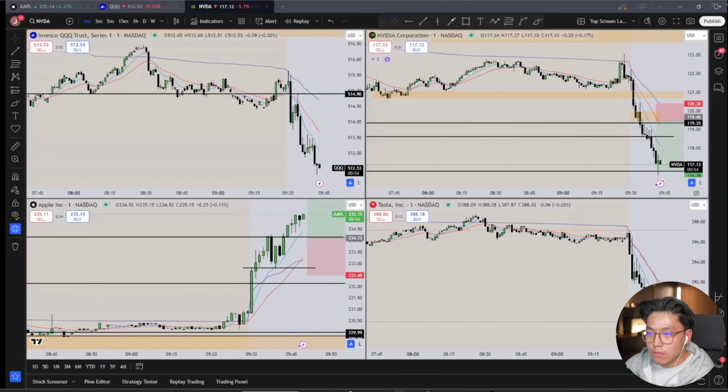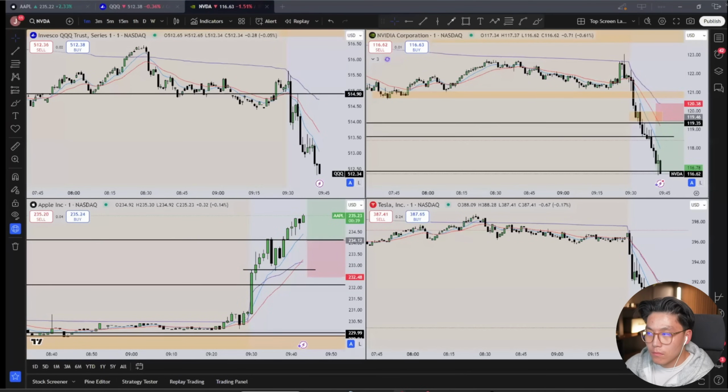Yeah, right there, NVIDIA just hit your previous day lows. That would have been the opening play. Now for NVIDIA, you kind of expect a little bit of reaction on your previous day lows. If it gets underneath the previous day lows, which is 116.83, you're going to see a little bit more downside here on NVIDIA.